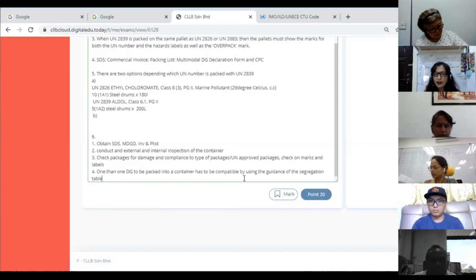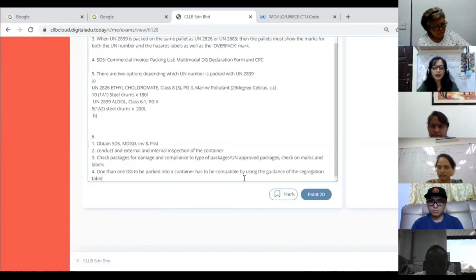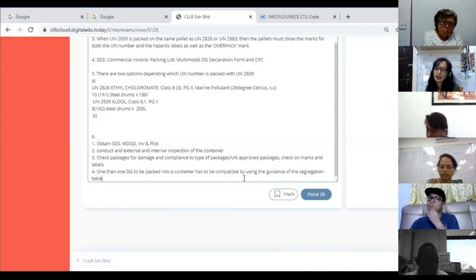Then after that, if there's going to be more than one DG, you've got to check whether they are compatible by using the segregation table. Now I can add more stuff here. Like before packing the container, I want to make sure the securing material is available. So many things can be done. You can mention them, but take the important stuff first.